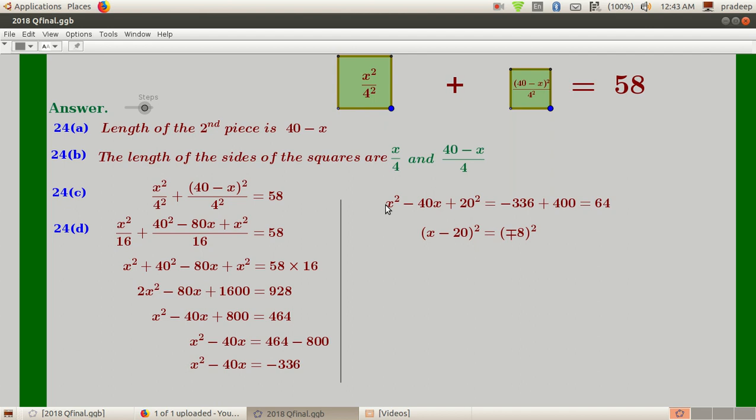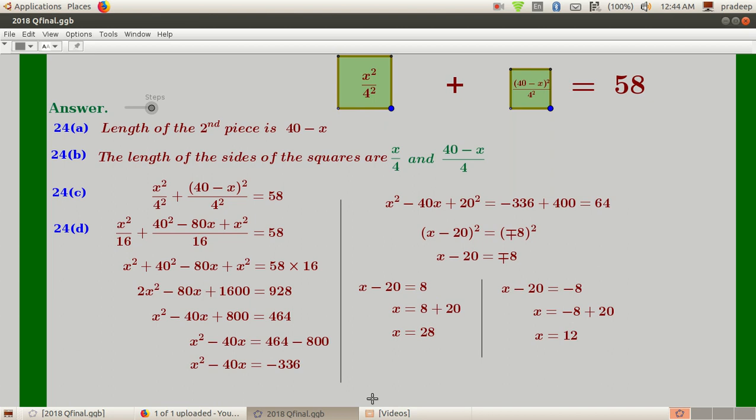That is, here a is x, b is 20, therefore x minus 20 whole square is equal to plus or minus 8 whole square. Taking square root on both sides, we can write x minus 20 is equal to plus or minus 8. Therefore we can split. If we take the positive value only here, x minus 20 is equal to 8, therefore x is equal to 8 plus 20, that is equal to 28. Then if you take the negative value, x minus 20 is equal to negative 8, therefore x is equal to negative 8 plus 20, that is equal to 12.